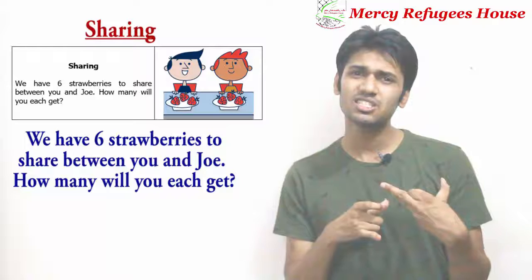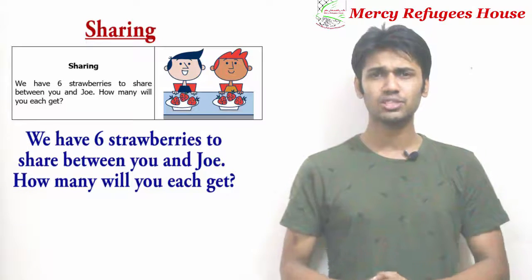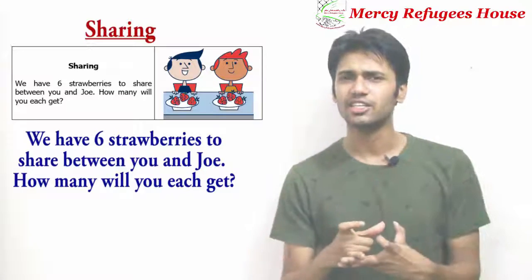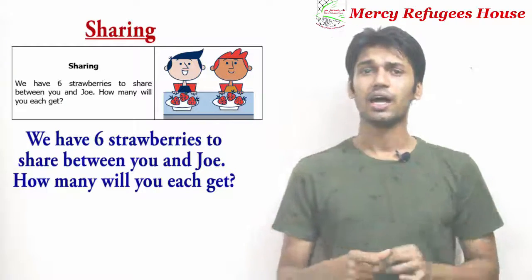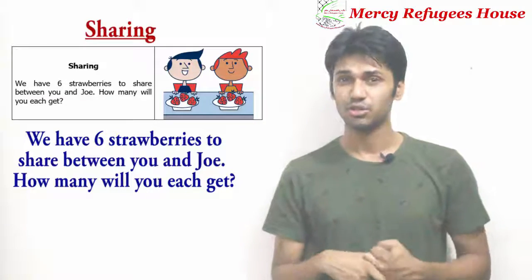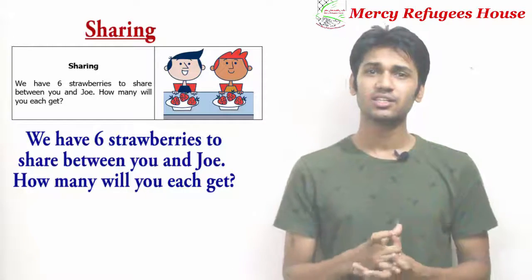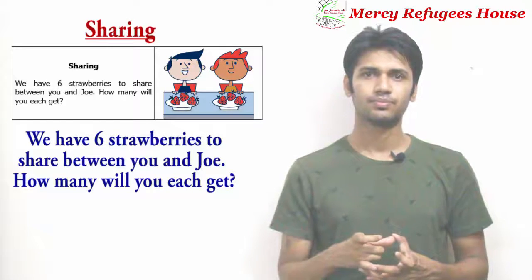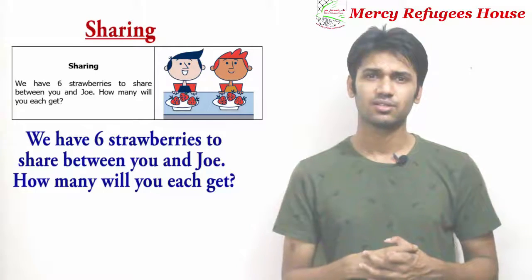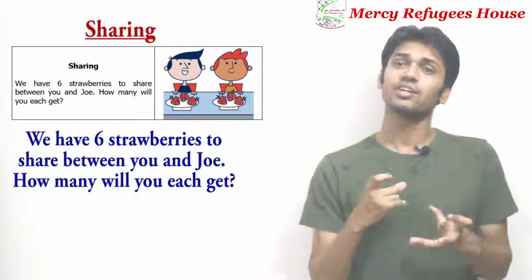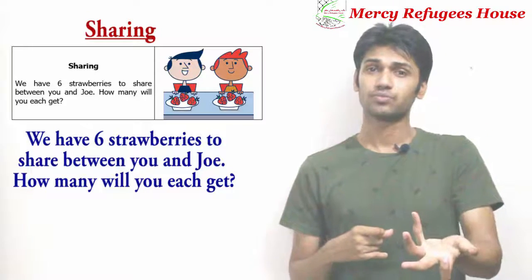Look at this very first example in the lecture sheet. So we have 6 strawberries. How many strawberries? 6 strawberries. And we just want to divide them between you and Joe. For example, Joe could be another teacher in your group. Now if you want to divide it, then how many strawberries do you each get?